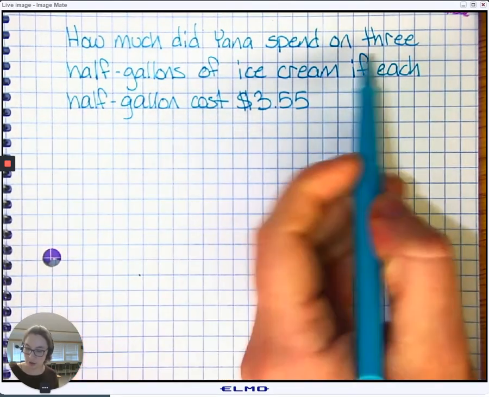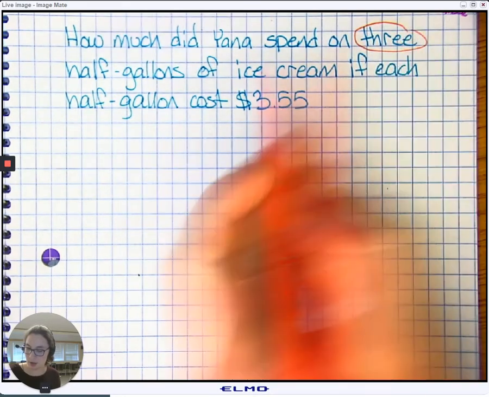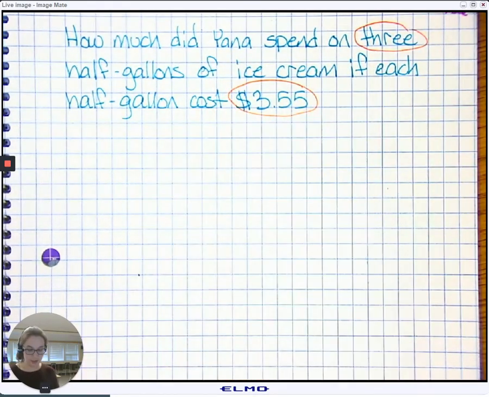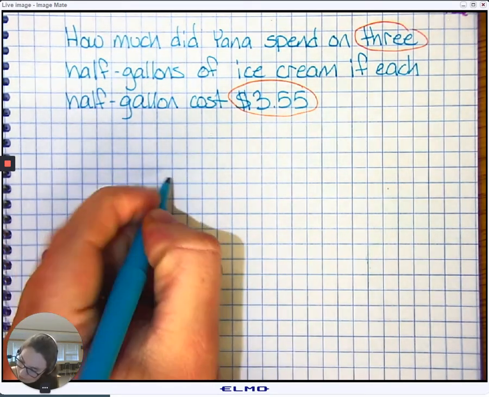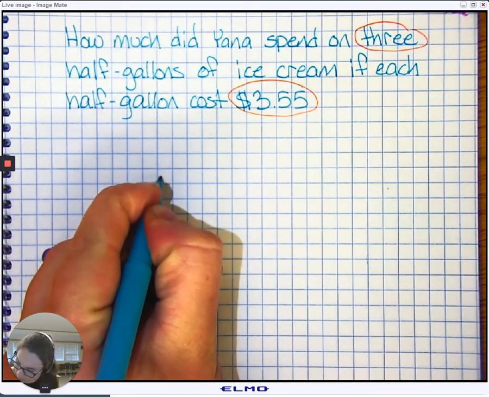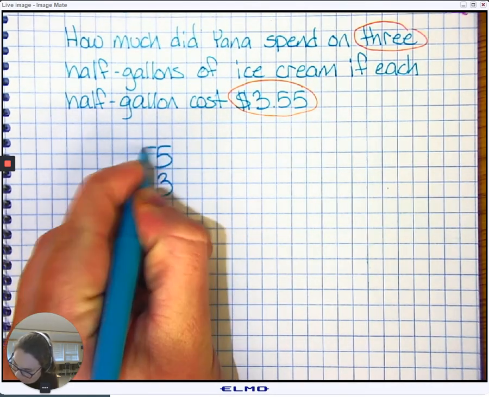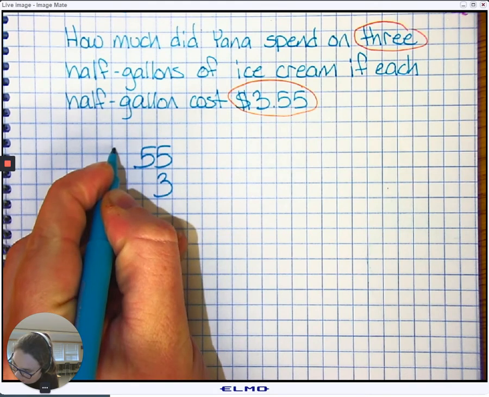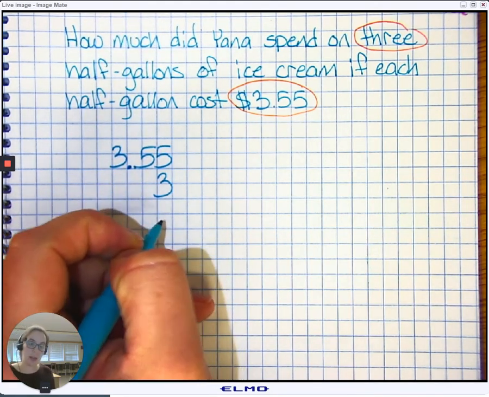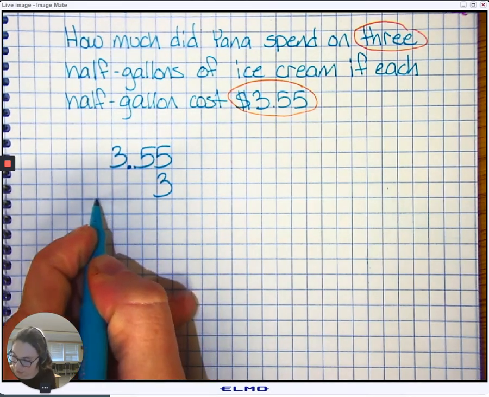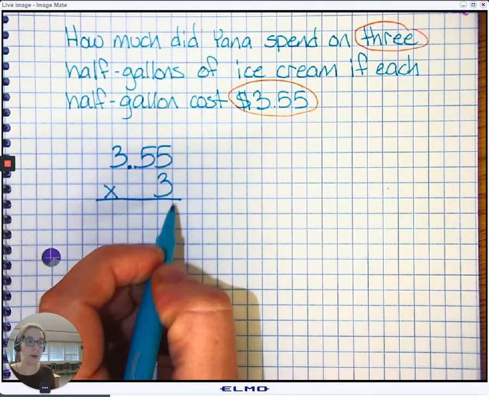Our keywords here are 3 and 55 hundredths. So it's going to be 3 times, I'm going to write it a little bit backwards here because I'm trying to line things up. 3 and 55 hundredths times 3. And you'll notice again that I put the 3 on the bottom. Again, that's because I like to put the shorter number on the bottom.